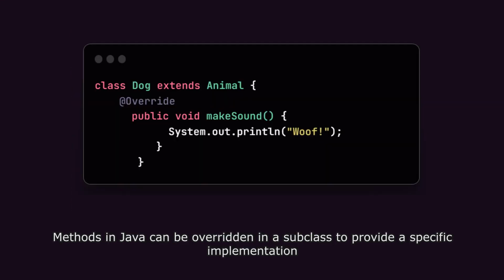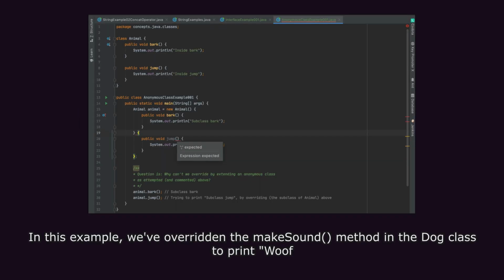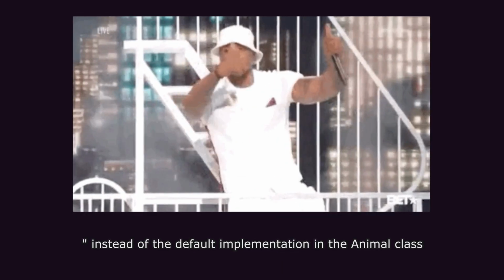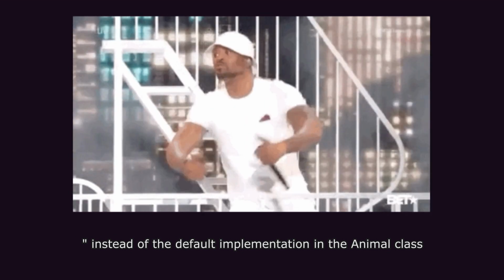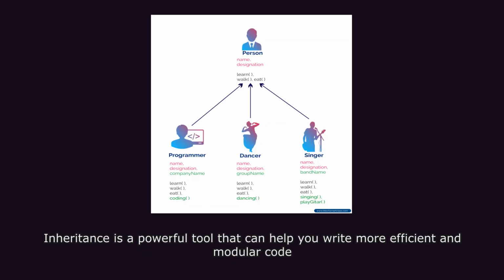Methods in Java can be overridden in a subclass to provide a specific implementation. To override a method in a subclass, simply define the same method signature in the subclass as in the parent class. For example, in this example, instead of the default implementation in the Animal class, that's the basics of inheritance in Java. Inheritance is a powerful tool that can help you write more efficient and modular code.